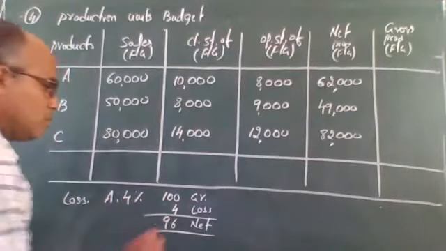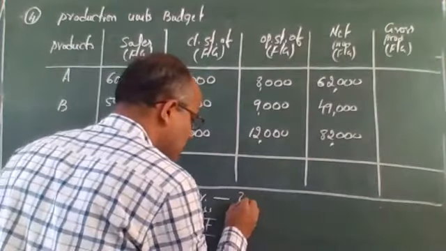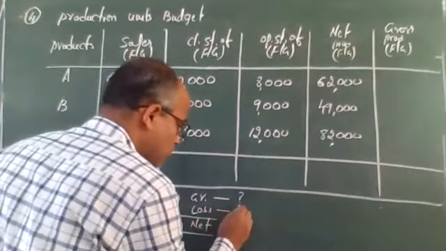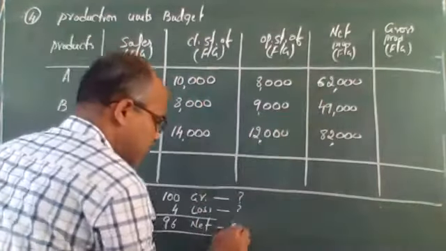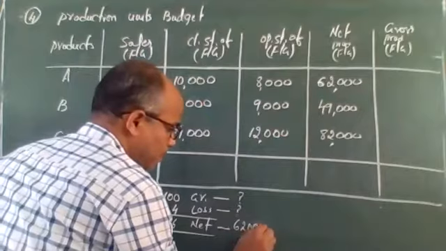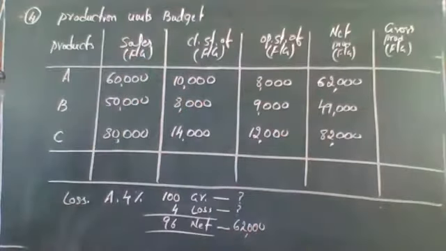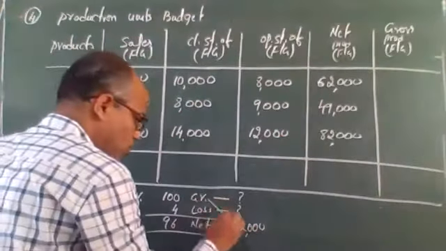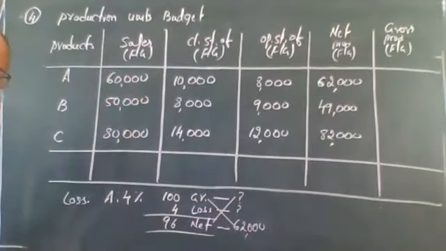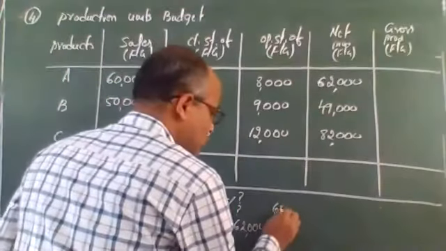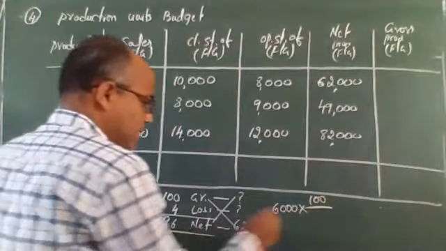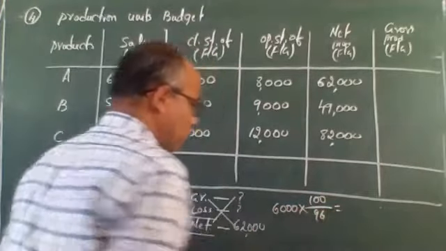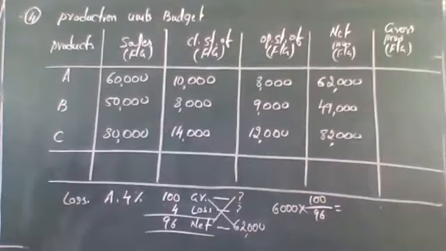Now, do you know the gross units here? We don't know. Do you know the loss units? We don't know. Do you know the net units you produced? Yes, I know it is 62,000 units. So, what do you want to find out? I want to find out the gross units. So, it is 62,000 units into 100 divided by 96. If you calculate this, you will get the answer.